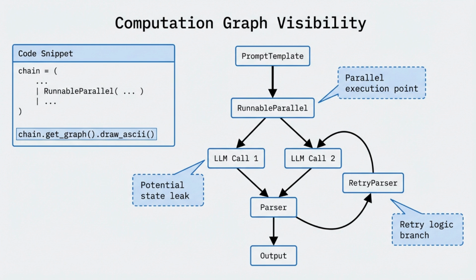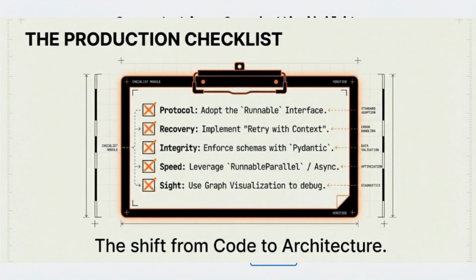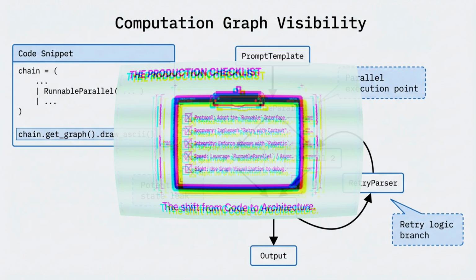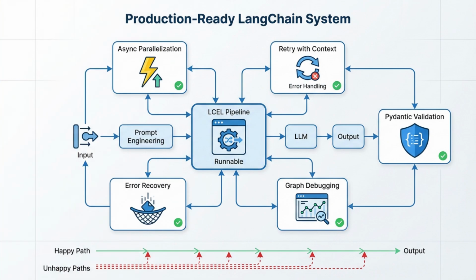This isn't just documentation. This is debugging by sight. You can see where data transforms. You can spot bottlenecks. You can verify that your parallel branches aren't crossing streams. Complex systems don't have to be black boxes. Make your architecture visible. Make it debuggable. One method call. All right, let's bring this all together.